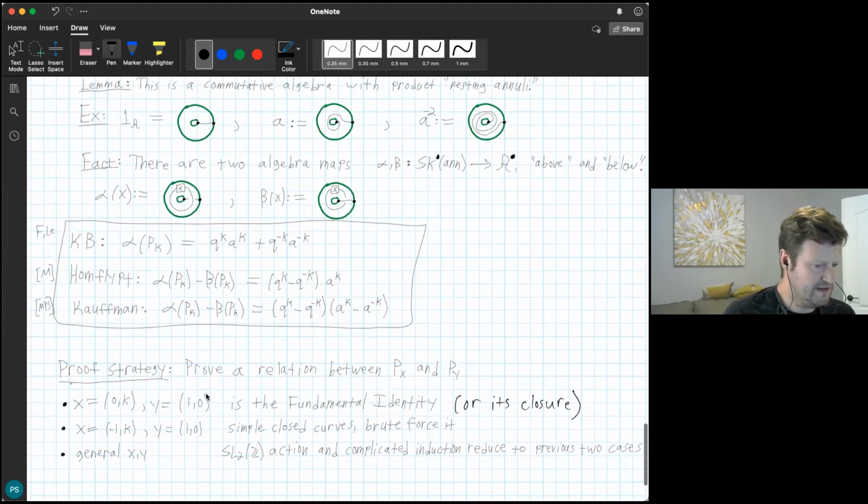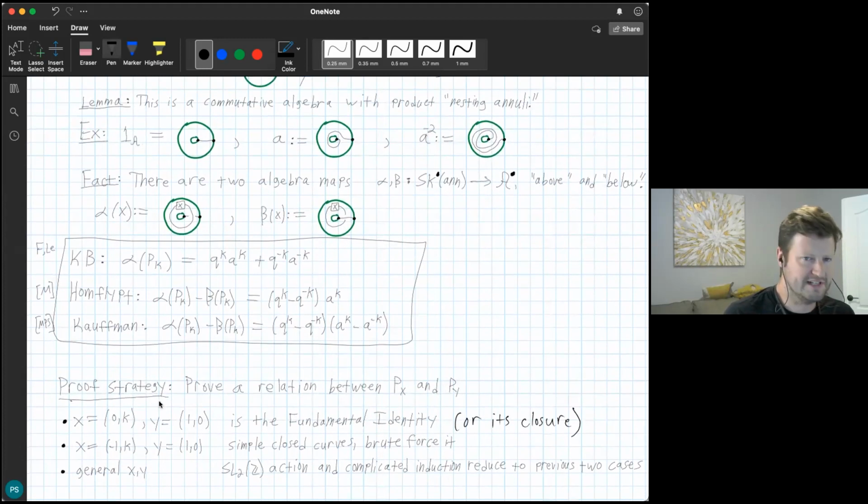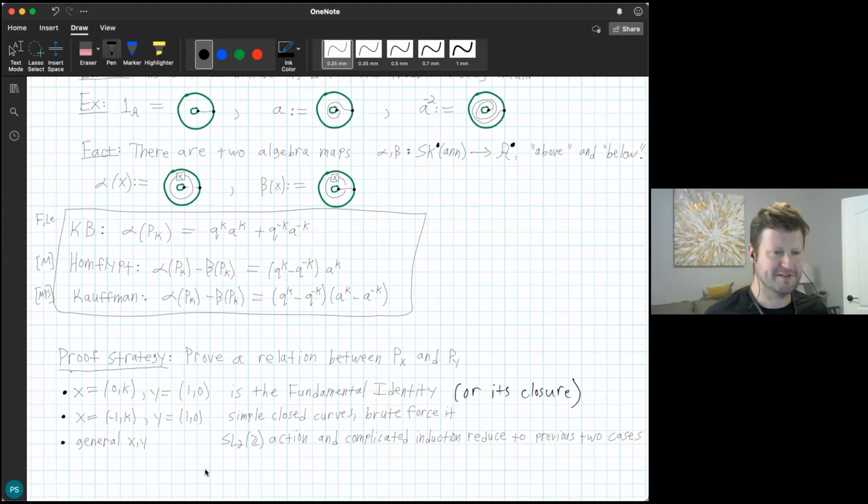And maybe just one sentence about the proof for the torus. If you want to prove a relation between two of these generators that we picked, you prove a couple of special cases. One of them is this fundamental identity. The other one is just between two simple closed curves, and you can just be stubborn. And then there's some induction you can do using the SL2Z action and some more arguments. Right, so I'm out of time, so I'll stop here.